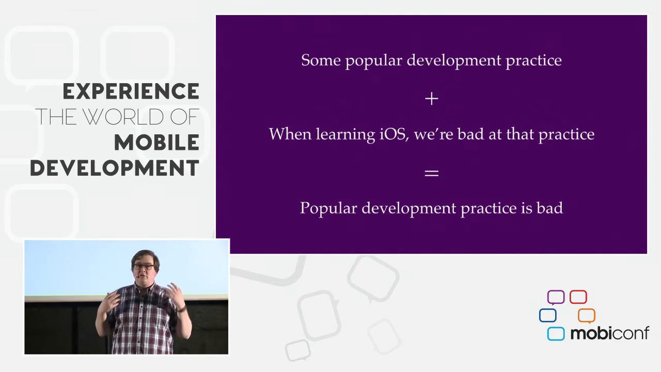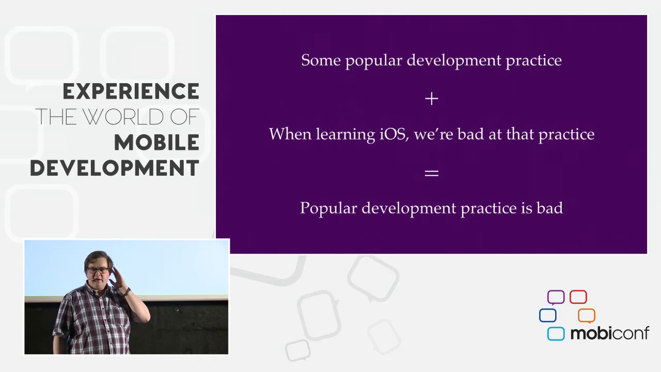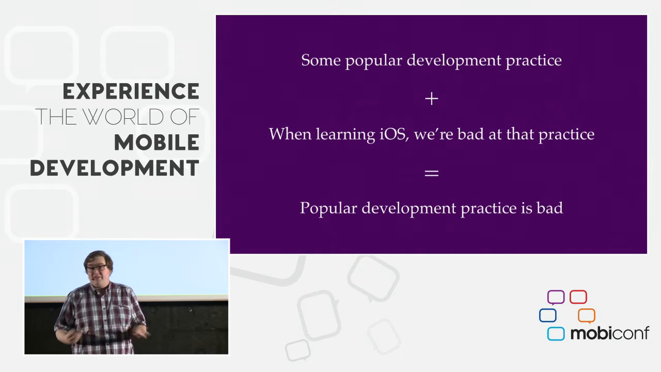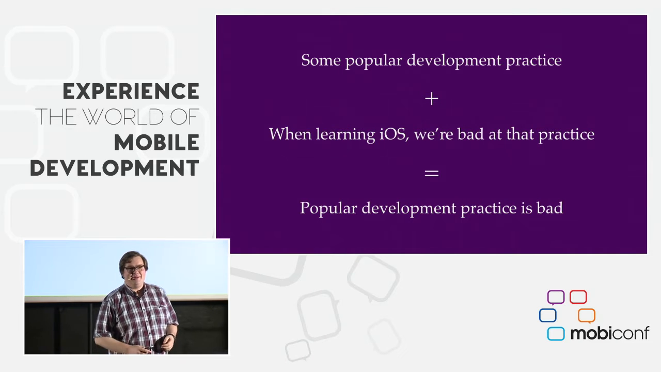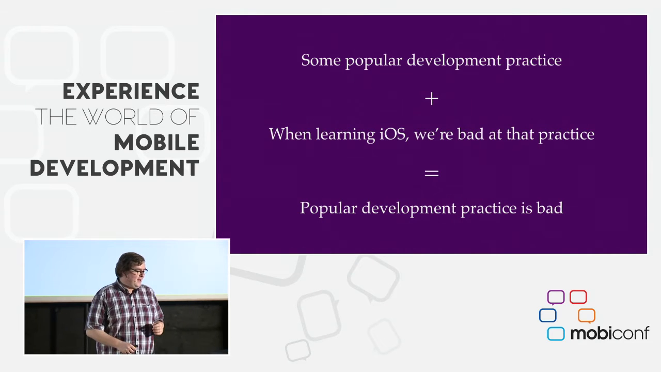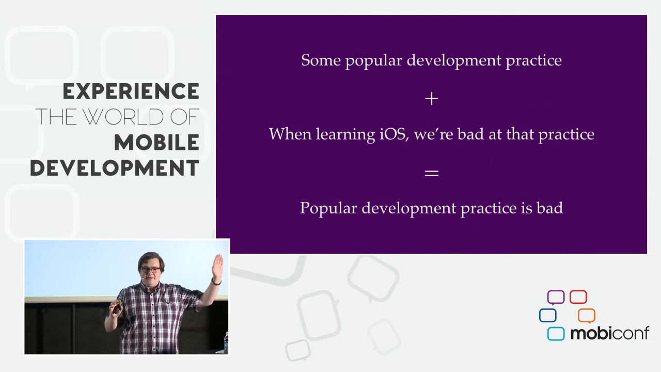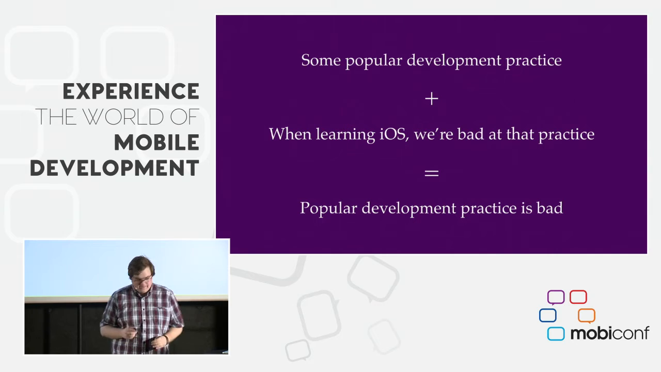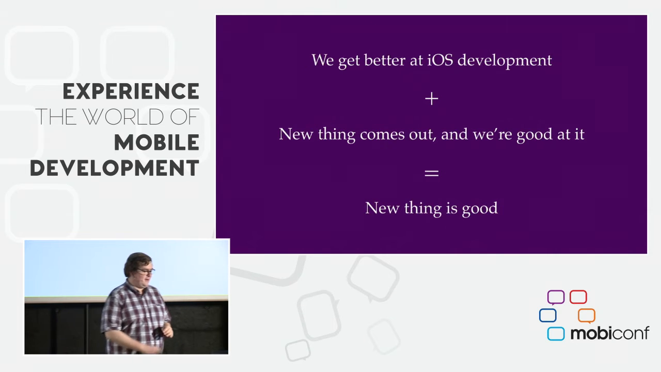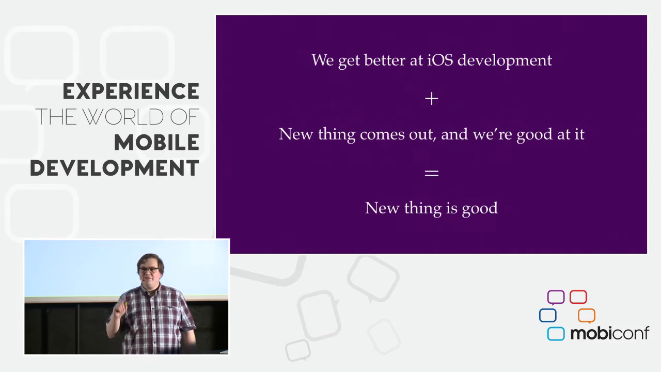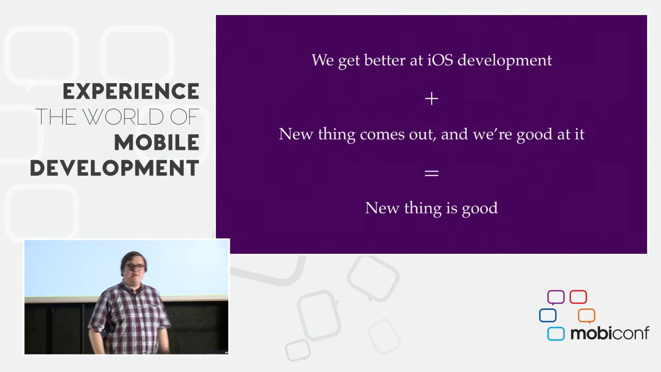And then someone's learning iOS for the first time, and they're bad at that popular thing. That's normal because we're bad at everything when we're learning. That's totally natural. But they conflate that: they're bad at the popular practice, so that popular practice must be bad. There's a flip side of this. You get better at iOS development. A new thing comes out, and because you're better at development, you're better at the new thing too. So the new thing must be good.